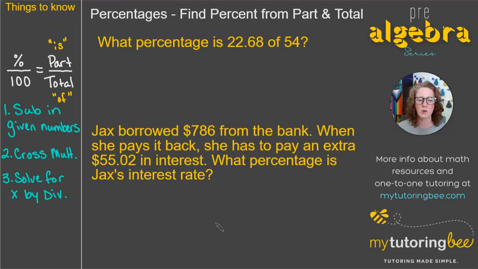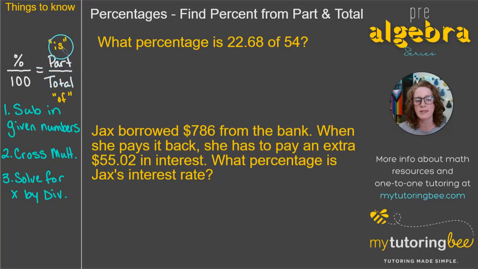All right, our first question is, what percentage is 22.68 of 54? Now, I really like to use this method where we have a proportion of two fractions set equal to each other. In our fractions, we've got the percentage over 100 equal to the part over the total.